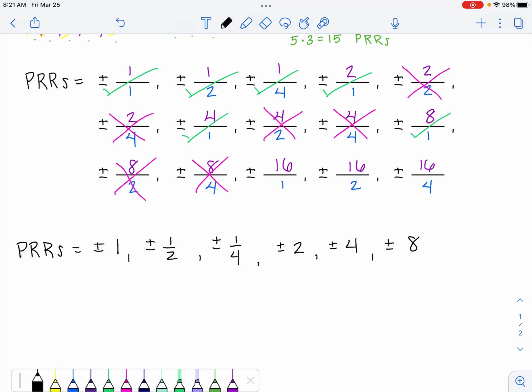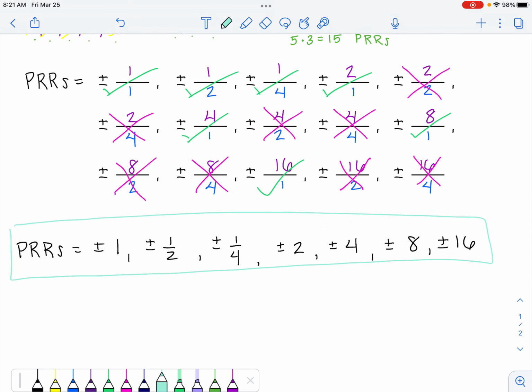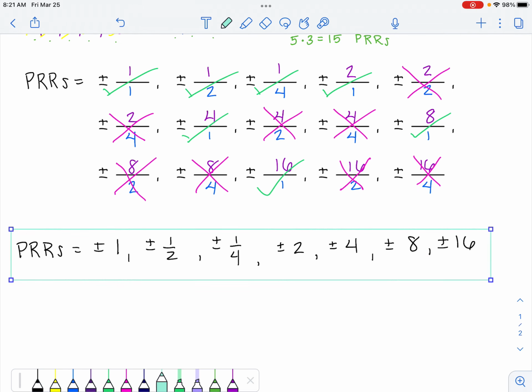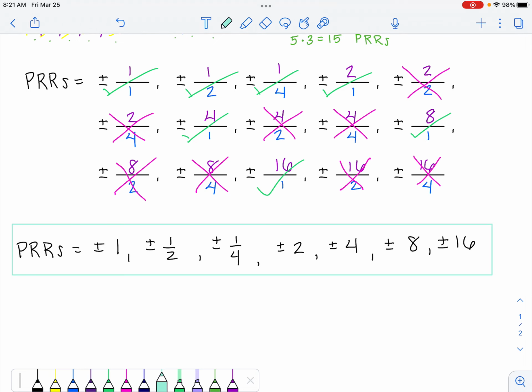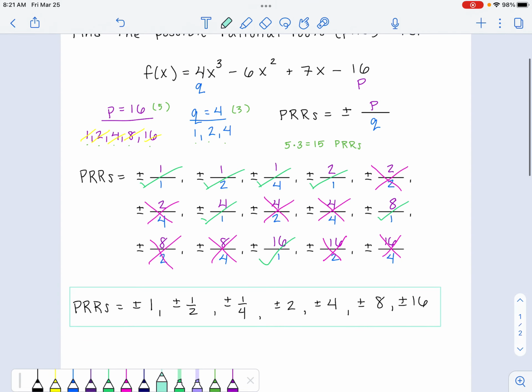Then 16 over 1, we get plus or minus 16. So we're all done with that one. Then 16 over 2 is 8, already on my list. And 16 over 4 is 4, which is already on my list. So when we're done, our final list of PRRs is just these numbers. These are all of the possible whole number or fraction x-intercepts for this equation. So we can see the whole thing.